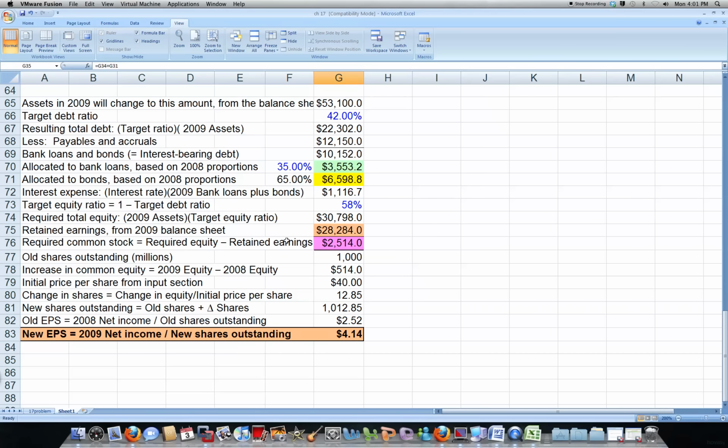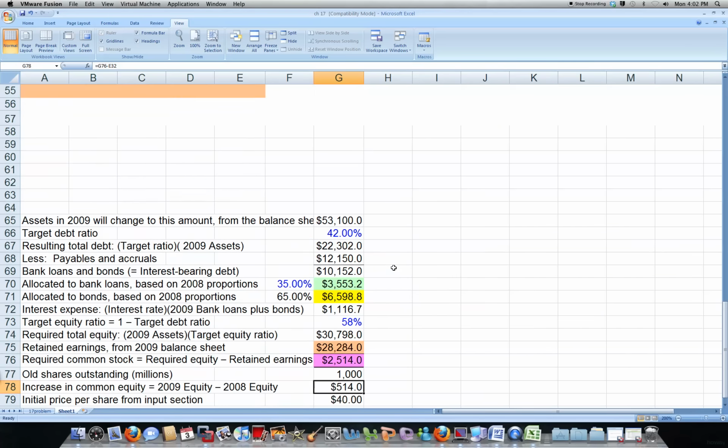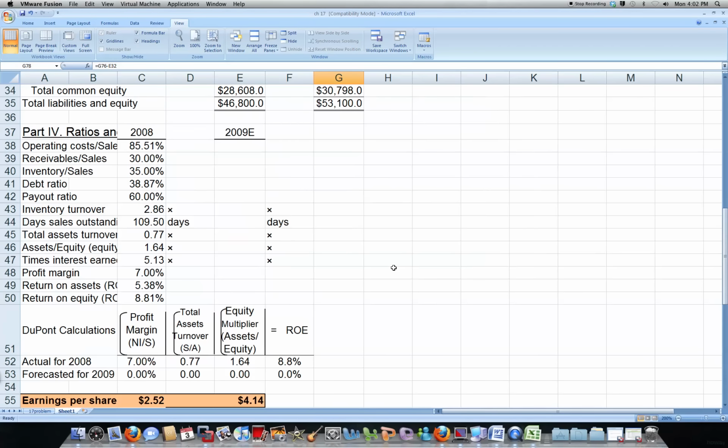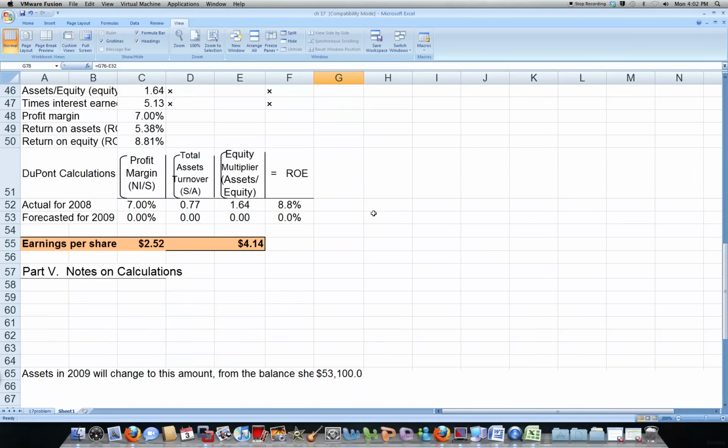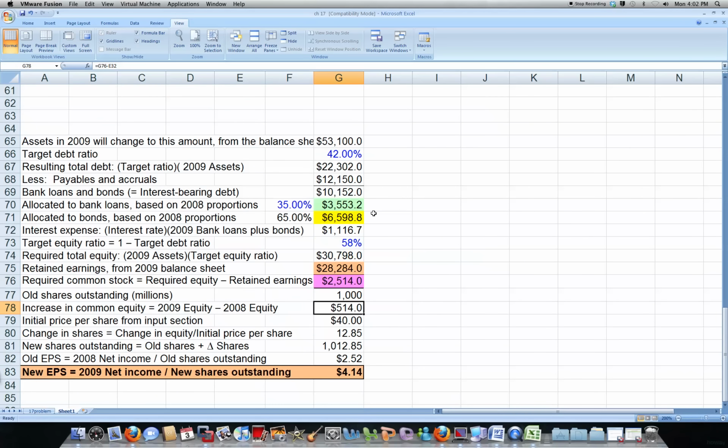we have our required common stock, which is 2,514. We have our old shares outstanding, which was a given. Okay, we have our increase in our common equity. All we have to do is come up here in our balance sheet, and we find our increase in our common equity is 2,514 minus 2,000, and that'll give us 514.